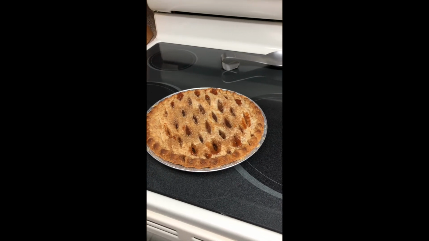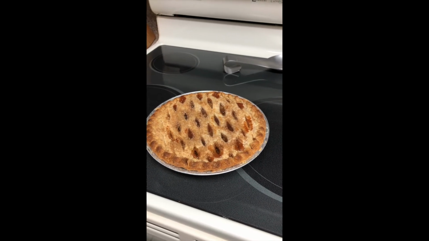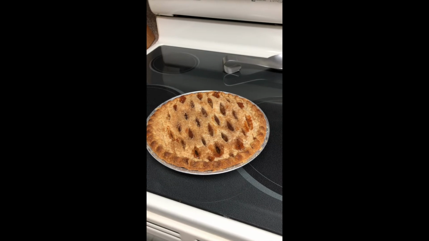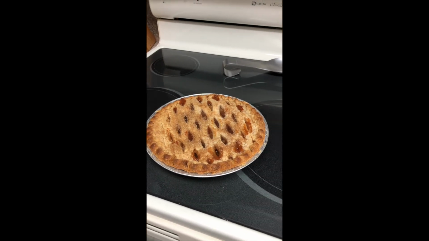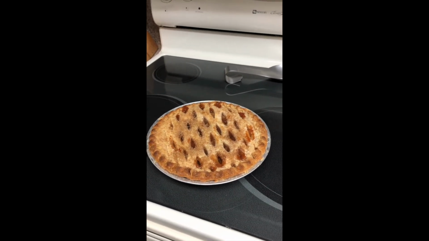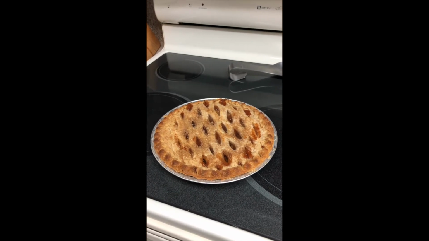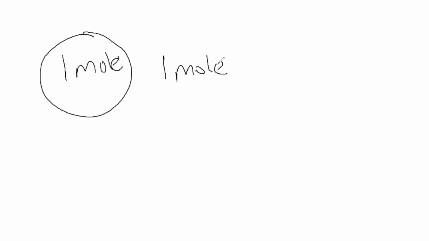And my question to you is, how many cuts do you need to make to the pie in order to get down to 1 molecule of sugar? Let me look at the math with you all. Within this pie, we have 1 mole of sugar molecules. And we know 1 mole is equal to 6.02 times 10 to the 23rd.